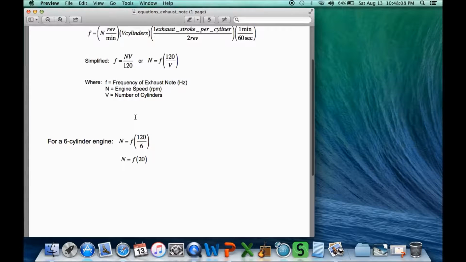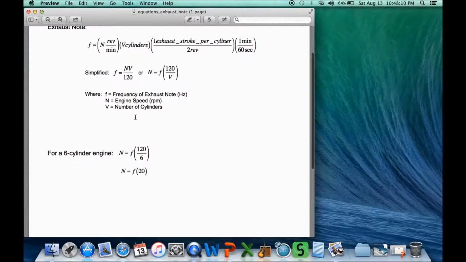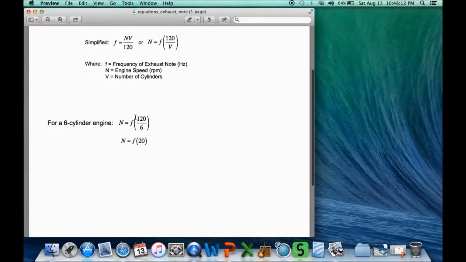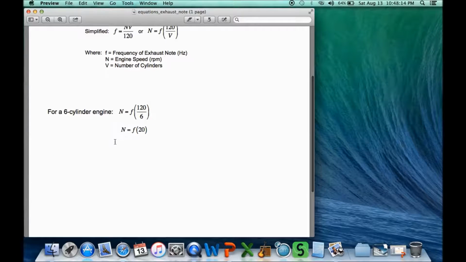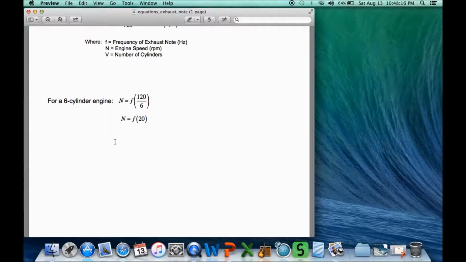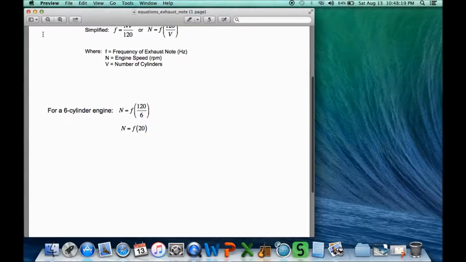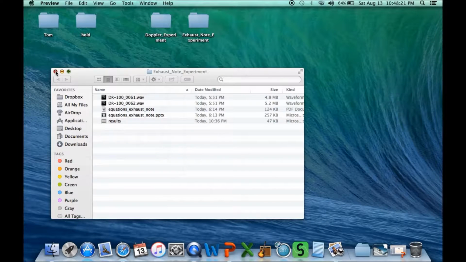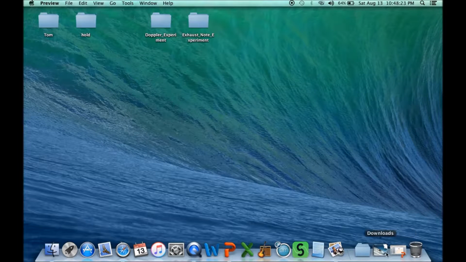Okay, I'll just mention the reason we chose the vehicle we did was because of all the ones at our disposal, that particular vehicle had the loudest exhaust note, so we thought that would be the easiest one to pick out and actually do something that we could measure.